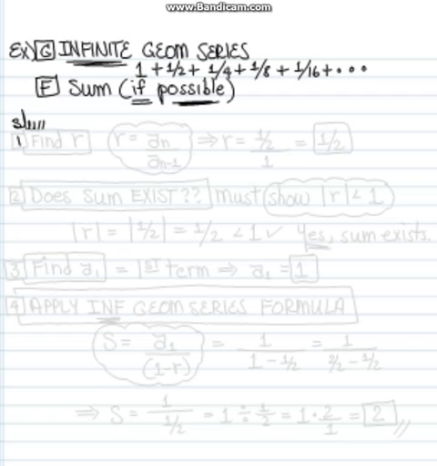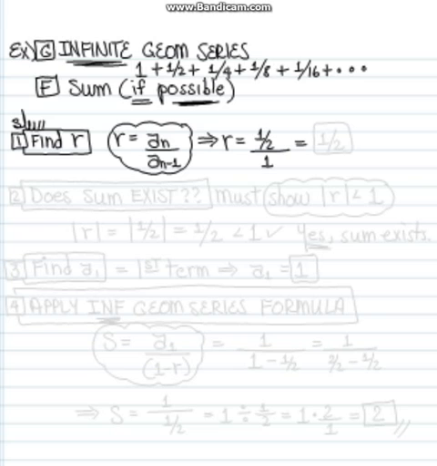We do that by first, step 1, find the common ratio r. Now they told us it was geometric, so we can take r equals any term a sub n divided by the term before it, a sub n minus 1. Any of them. So let's take 1/2 divided by 1. That equals 1/2. So the common ratio is 1/2.